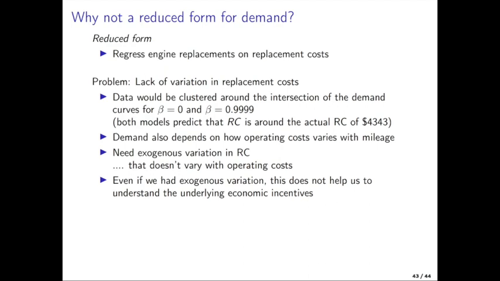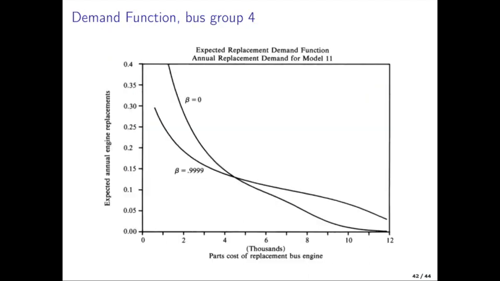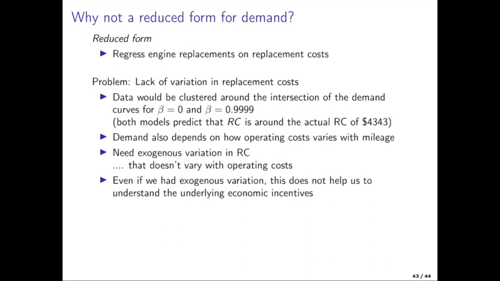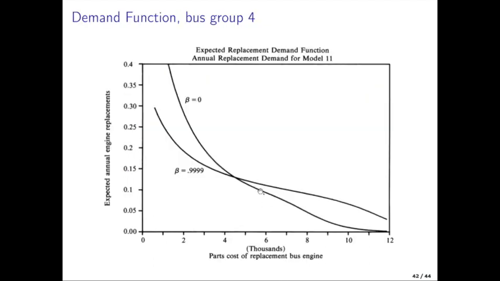So, final thing, why not just estimate that demand function, the demand system, and regress engine replacement on replacement cost? Why not just do the usual regression? We can easily fit this with a bunch of polynomials, and we just throw in expected annual engine replacements on the left-hand side, and then vary what the replacement cost would be. See, the problem is really the lack of variation in the data, the lack of variation in replacement cost. Data would be totally clustered around the intersection of the demand curves for beta equals 0 and beta equals 0.99 in this area. Okay.